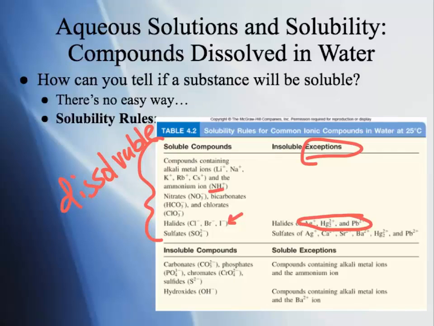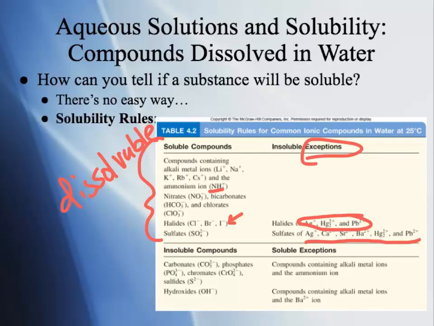So the silver chloride that we saw earlier in the lecture, we said that was insoluble. That's because this chlorine is hooked up with silver. There's also, it looks like, mercury and lead compounds that are with halogens that are also insoluble. Sulfates are generally soluble except those that are hooked up with these metals. Silver, calcium, strontium, barium, mercury, and lead. Those guys would be insoluble.